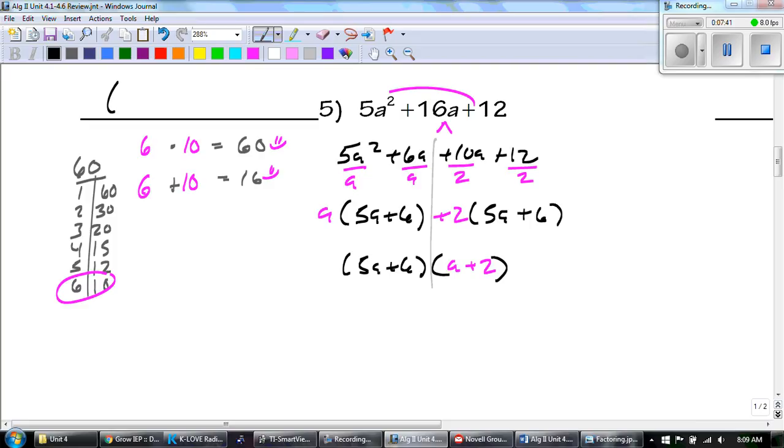So there we go. All done. Oh, gotta close those parentheses. There we go.